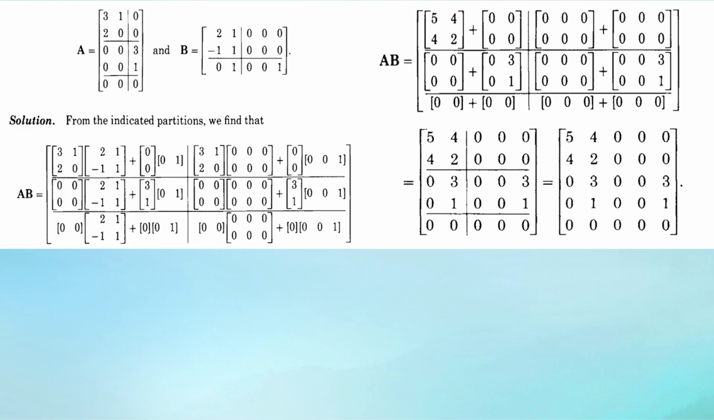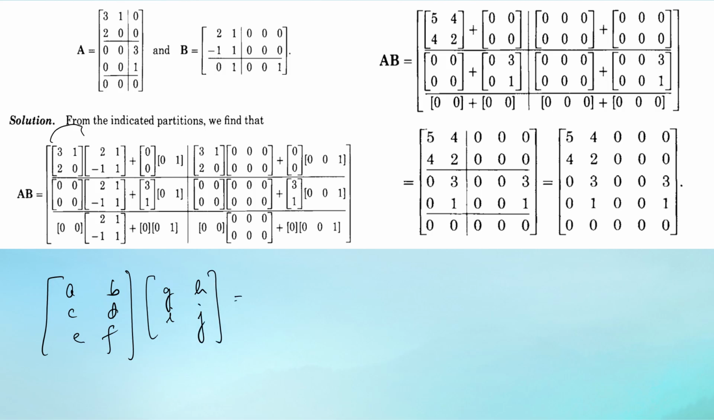So this was what I was talking about. As you can see, first A, B, C, D, E, F, G, H, I, J. To get the first element, we'll multiply A with G plus B into I. Similarly, for the second row, we'll get AH plus BJ.